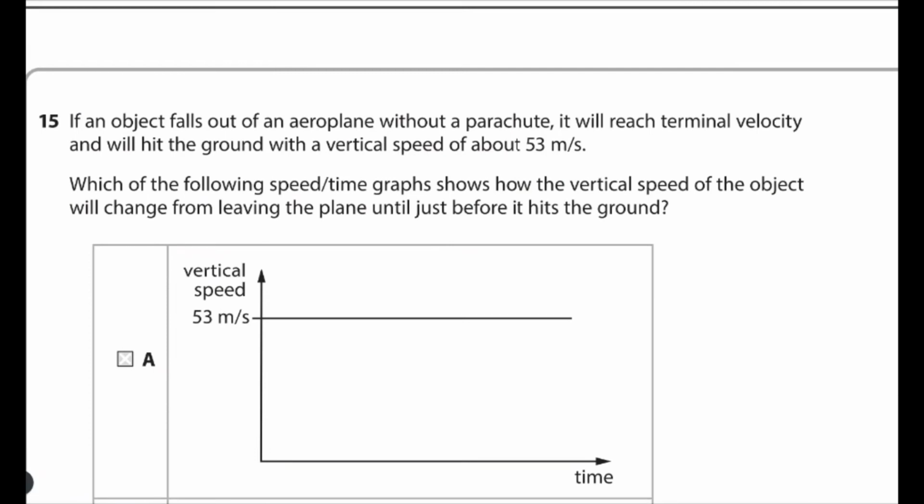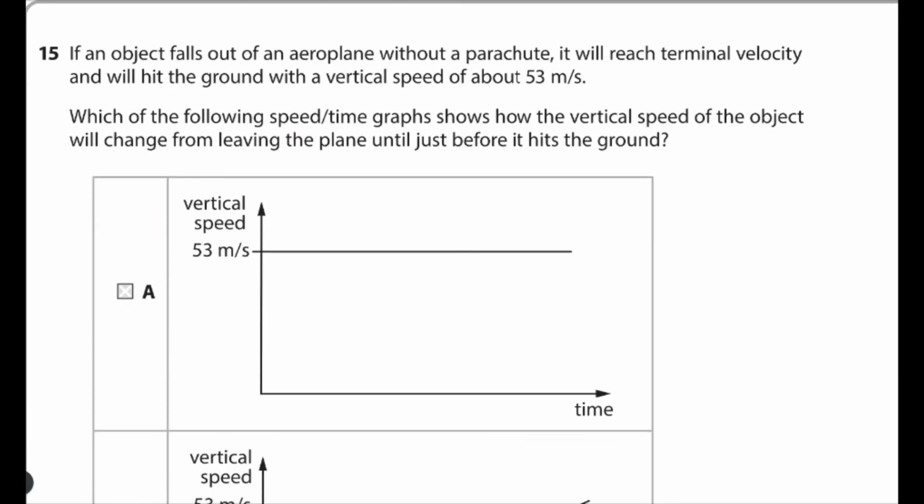15th question. If an object falls out of an aeroplane without a parachute, it will reach terminal velocity and will hit the ground with a vertical speed of about 53 meters per second. Which of the following speed time graph shows how the vertical speed of the object will change from leaving the plane until just before it hits the ground.